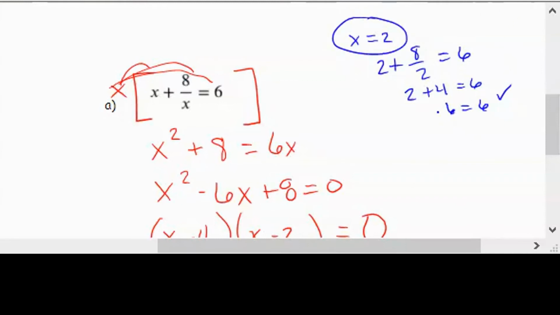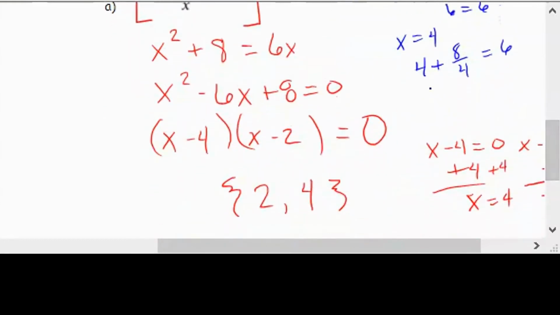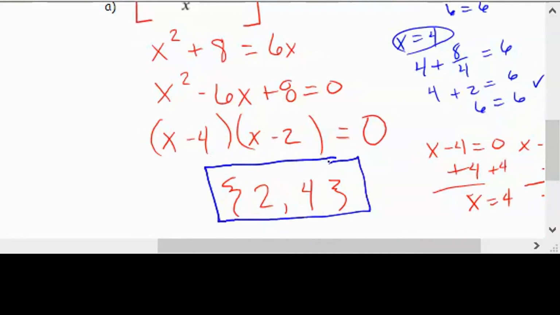If we were checking the 4, when x is equal to 4, we'd have 4 plus 8 divided by 4 equals 6. And we have 4 plus 2. 6 is certainly equal to 6. So both of those solutions work out. Great. Do our second example.